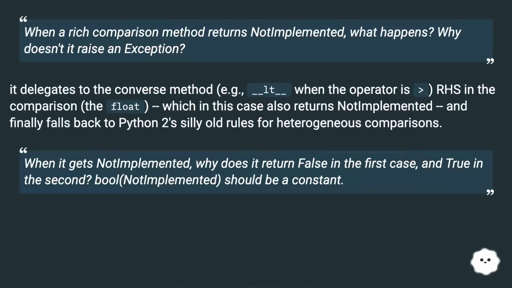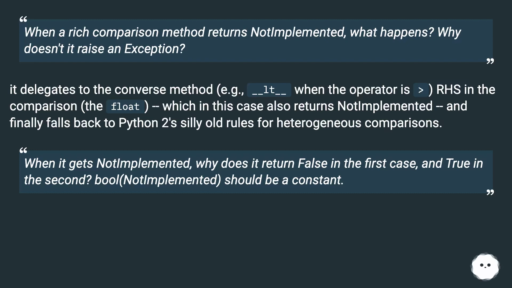When a rich comparison method returns NotImplemented, what happens? Why doesn't it raise an exception? It delegates to the converse method, e.g. __lt__ when the operator is on the right-hand side of the comparison, the float, which in this case also returns NotImplemented, and finally falls back to Python 2's silly old rules for heterogeneous comparisons.